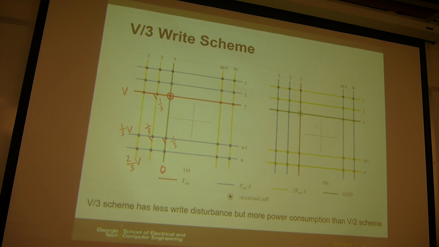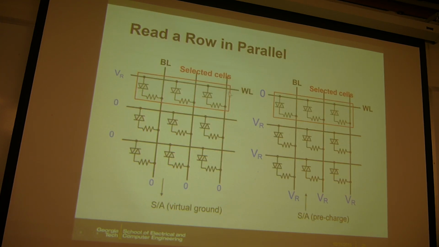So this is write, and then read from the crossbar array. So you have two kinds of read mechanism, but no matter what, you can read a row in parallel in principle. So for example, you can apply a read voltage here to the selected row, and then ground all the columns. So then you will have current through those cells.